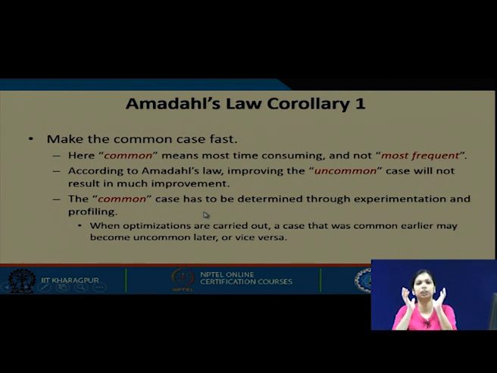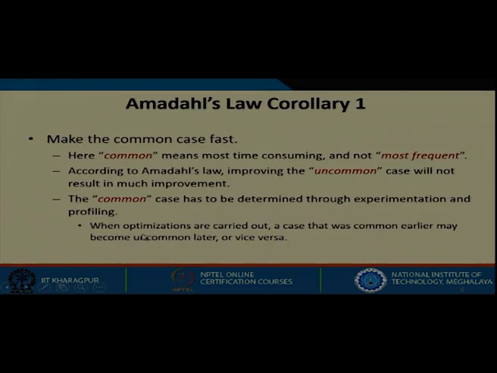That means, the portion of the task which is taking more time, we will try to improve that part rather than the one which is more frequently used, because the most frequently used part is not taking much time. So, the common case is determined through experimentation and profiling. How can we say that this part is common? That can be determined through experimentation and profiling. When optimizations are carried out, a case that was common earlier may become uncommon later or vice versa. So, you need to analyze the program over time, again and again, to understand this.